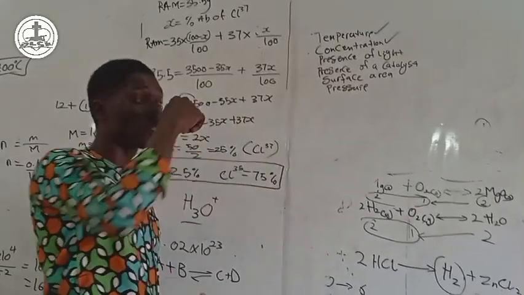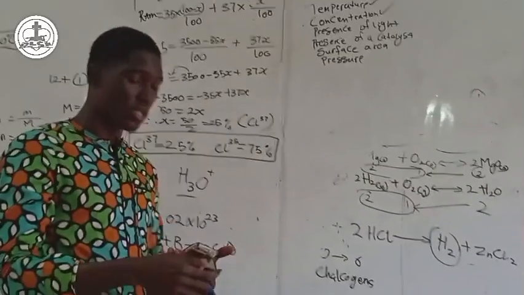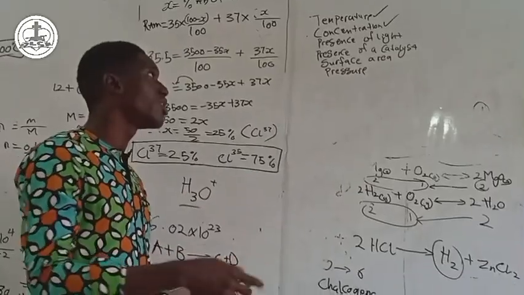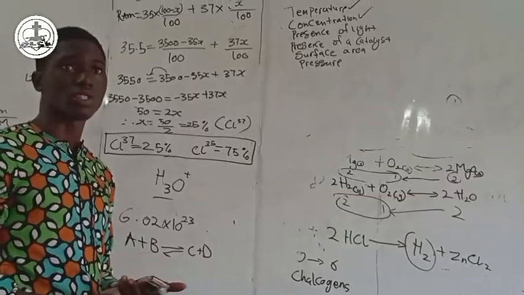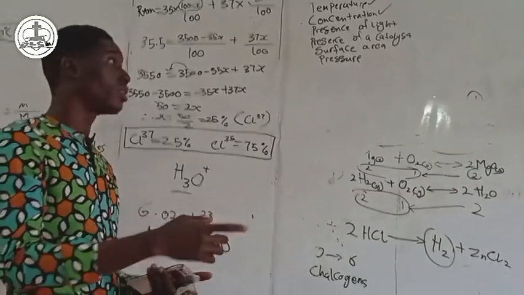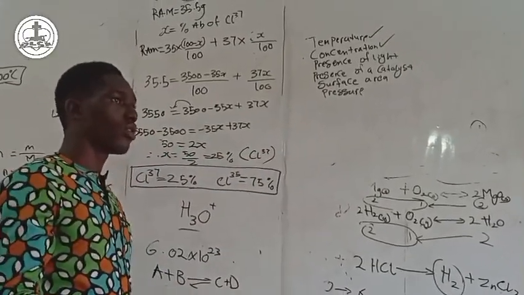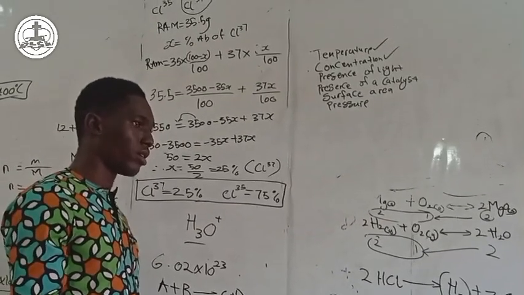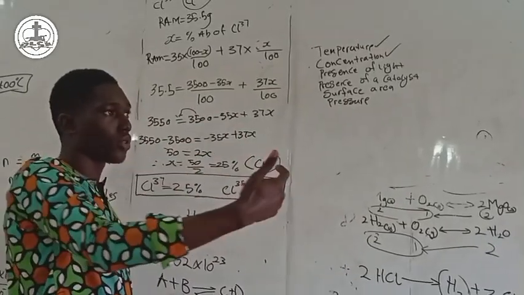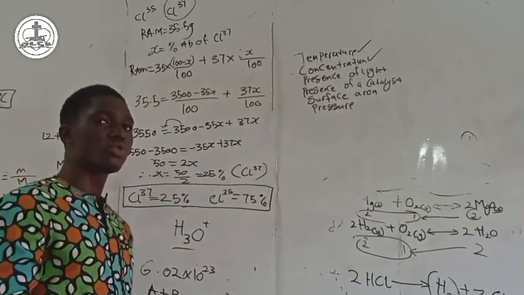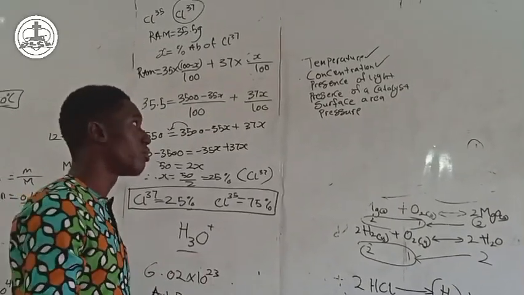Then the presence of light. Light is a form of energy. So if there's presence of light, there are some chemical reactions that are photosensitive, so they increase the chemical reaction. And presence of catalyst: if it is a positive catalyst, it will help facilitate the forward rate of reaction. Then surface area, the amount of area of the reacting surface. Then pressure. Increase in pressure also will lead to increase in chemical reaction, that is for a reaction that leads to a decrease in volume.